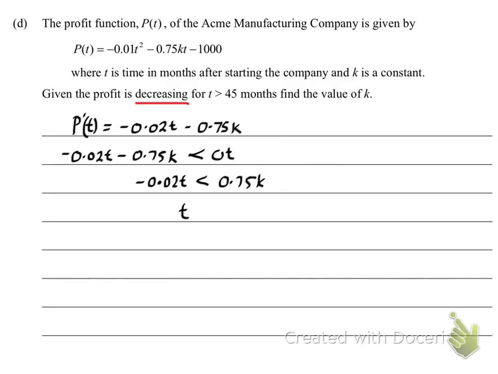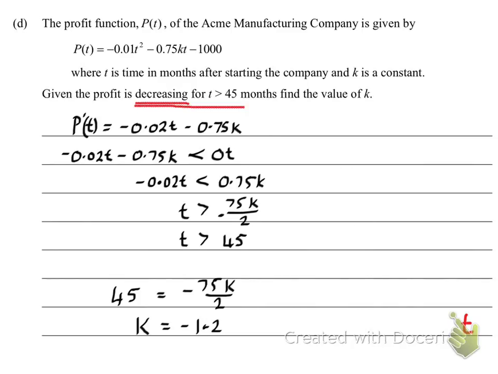Remember, when you're dividing by -0.02, to also reverse the inequality. I've times the 0.75 and the 0.02 by 100 each, so that we have a nice simple equation, or inequation. Now it's also decreasing when t is greater than 45 months. So if it's decreasing for both of those, make them equal, and you can solve it.